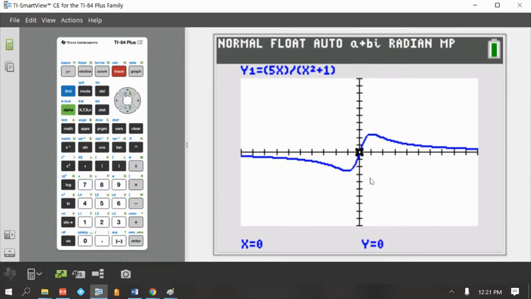It gets crossed. This graph is actually what's called a serpentine. Whenever you have an x over an x squared plus a number, this is called a serpentine. It's kind of like an elongated S.